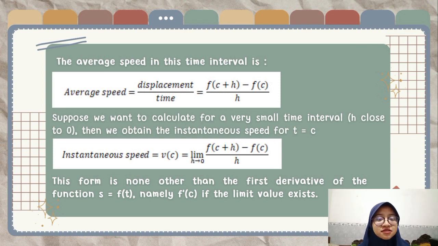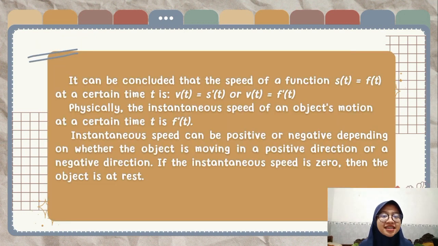This form is none other than the first derivative of the function s equals f(t), namely f'(c), if the limit value exists. It can be concluded that the speed of a function s(t) equals f(t) at a certain time t is v(t) equals s'(t), or v(t) equals f'(t). Physically, the instantaneous speed of an object's motion at a certain time t is f'(t).